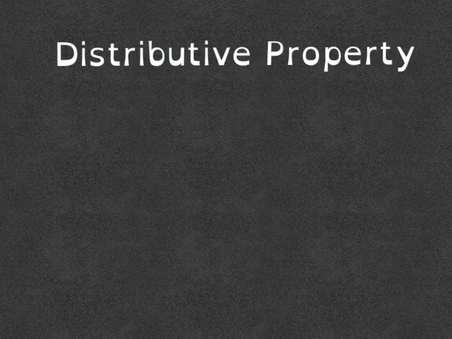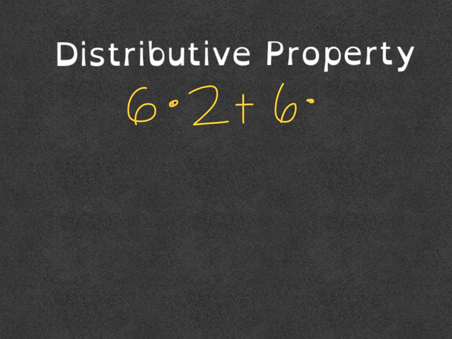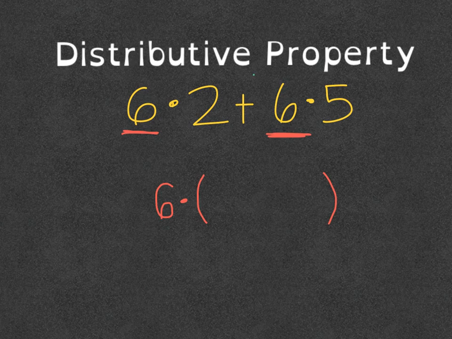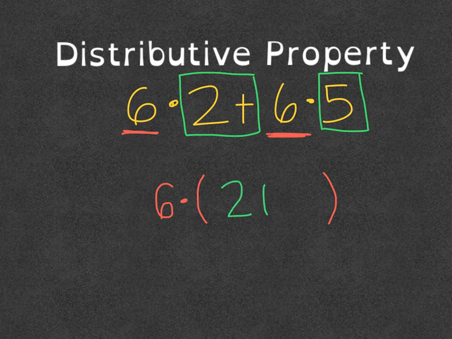Let's give that one more try. If I have the problem 6 times 2 plus 6 times 5, I'm going to first look for the repeated factor. The factor that I see more than once is 6. So I'm going to pull that out and put 6 times parentheses. Now I want to add my addition problem into my parentheses. So I'm going to find my 2 plus and my 5. Those are the only things left I have in the problem, and I'm going to put those inside my parentheses.